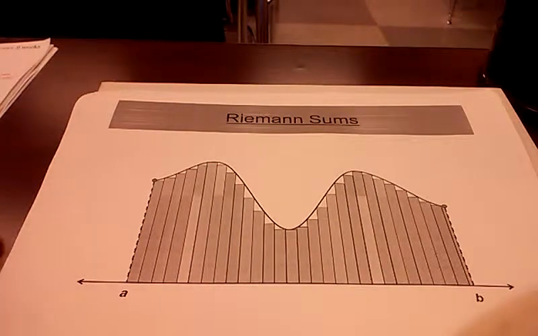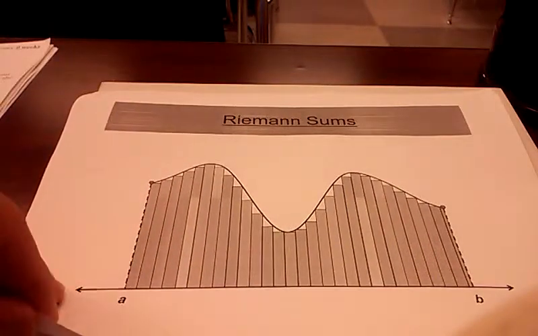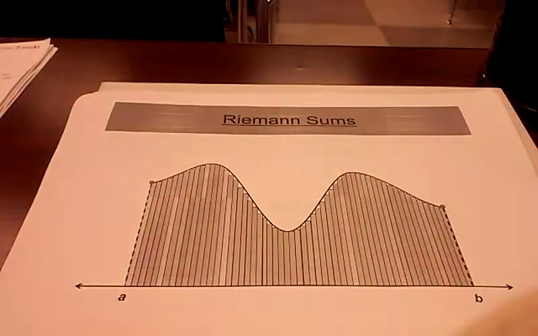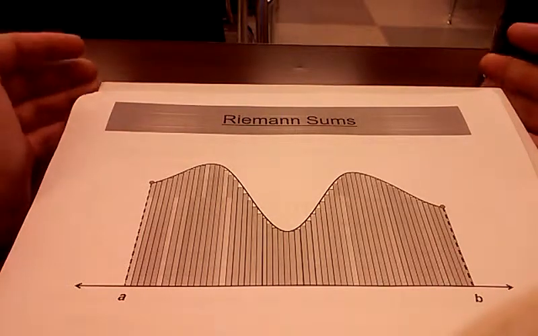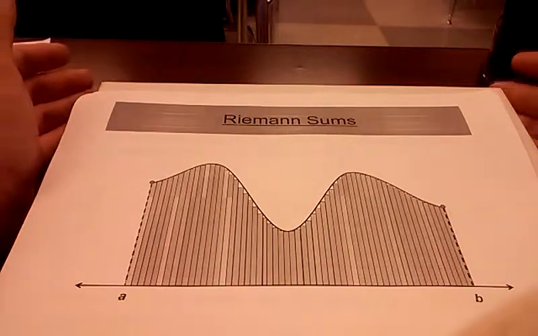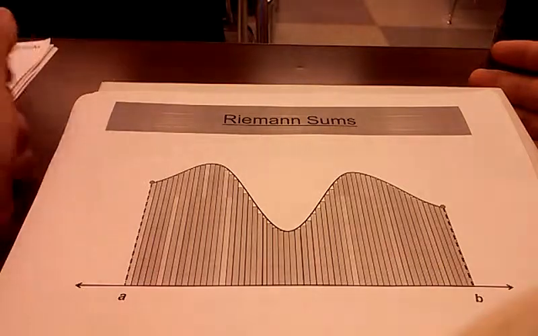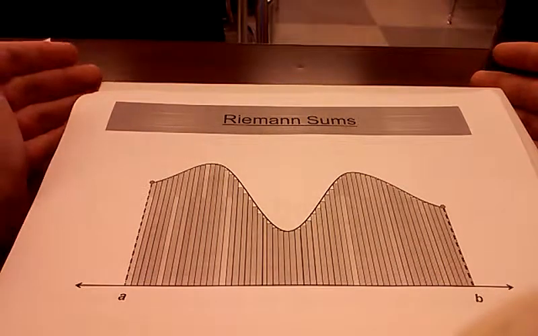Well, how can I get a better approximation? Again, I'm going to decrease the width of those rectangles, and as you can see, it's a better approximation. So the question is, if I want to get closer and closer to that true exact answer for the area under the curve, what I'm doing is I'm wanting the width of each one of those rectangles to approach 0.